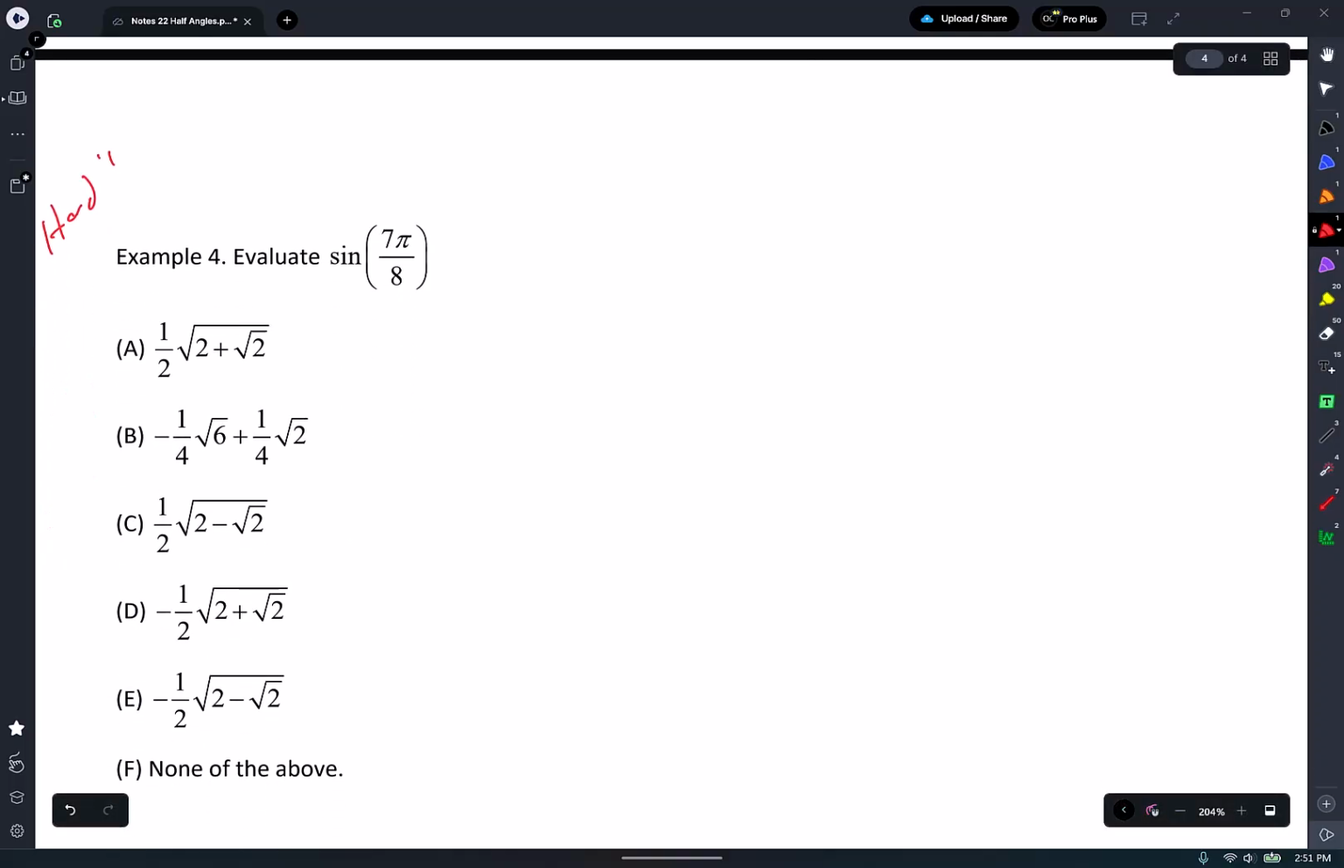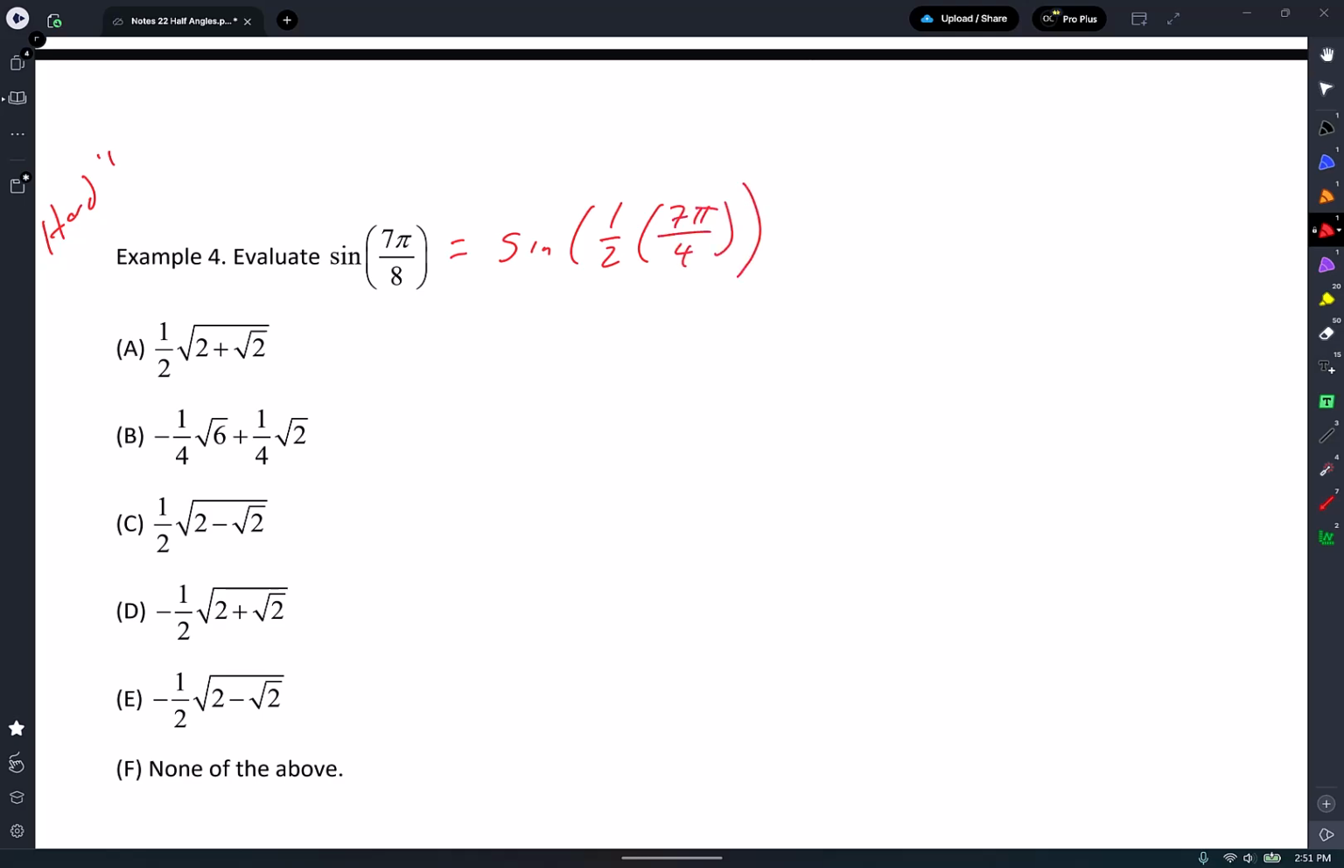It says evaluate sine 7 pi over 8. I know that we're doing half angles, but we got to recognize that this is a half angle. How do you know that that's a half angle? Look, guys, if I were to factor out a half, I'll get a perfect coordinate, 7 pi over 4. That's what we're looking for, a perfect coordinate in our unit circle. One of the something over 6, pi over 6, pi over 4, pi over 3. Does that make sense?